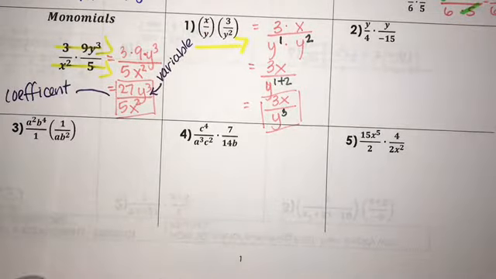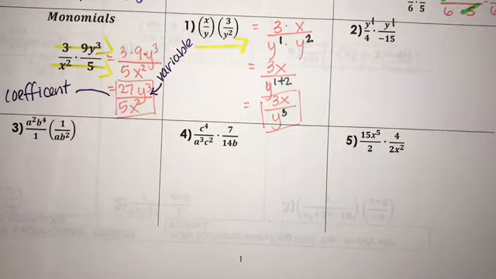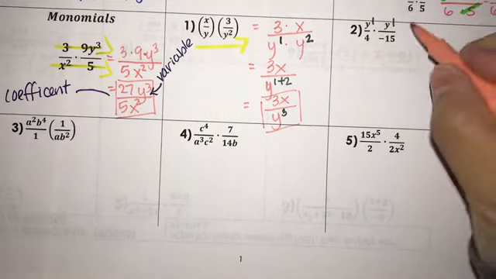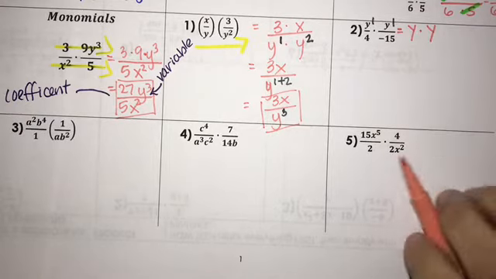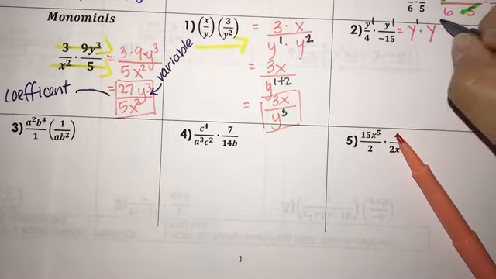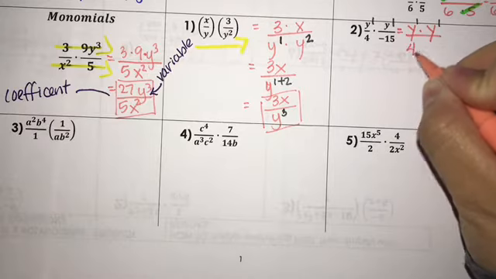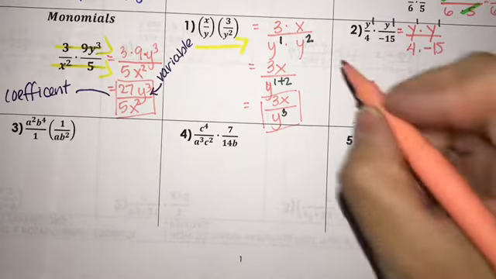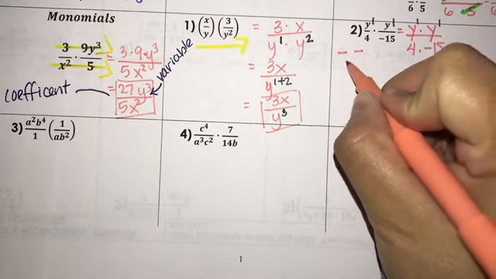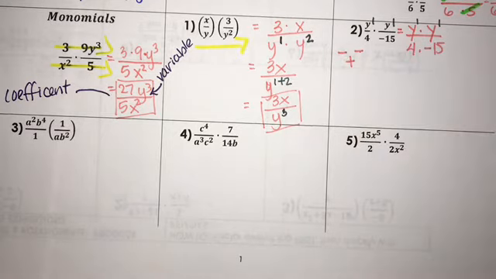Okay, number 2. So each of these is to the first power. So go ahead and say y to the first times y to the first divided by 4 times negative 15. Remember that when you're multiplying or dividing, a negative times a positive equals a negative.